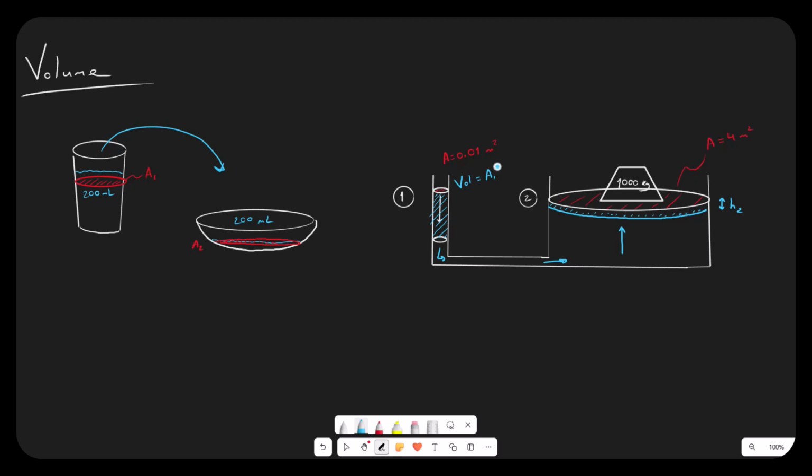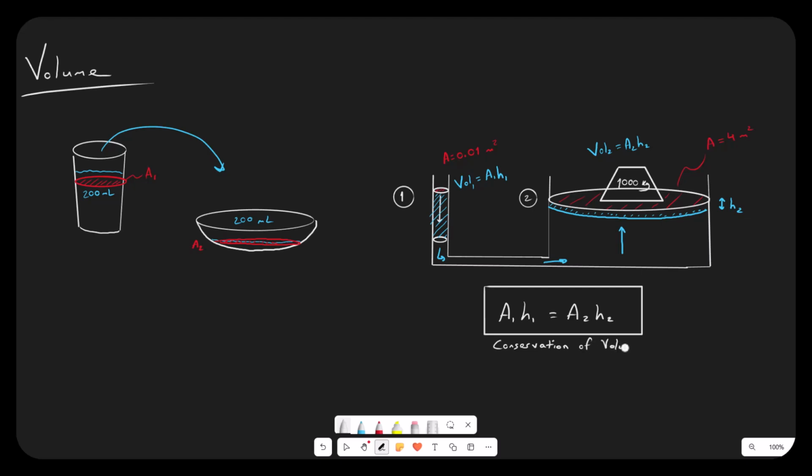So over here, I had volume 1 is area 1 times h1. Over here, I'm going to say volume 2 is area 2 times h2. And these volumes have to be equal to each other. So area 1 times h1 has to be equal to area 2 times h2. This is a conservation of volume equation. And one thing that you'll find is that with fluids you get a lot of equations that are really straightforward like this, or really simple at least.